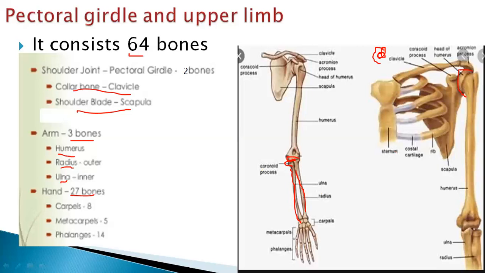So in hands, 27 bones are there. 8 are in the carpal. Carpal is your wrist bones. Wrist bones are made up of two layers of short bones, and they are called carpals. The upper row articulates with the radius and forms the wrist joint. So from here it joins with the radius and ulna.